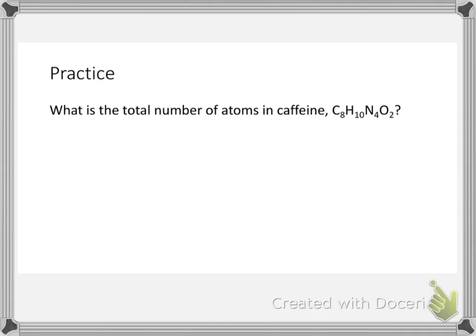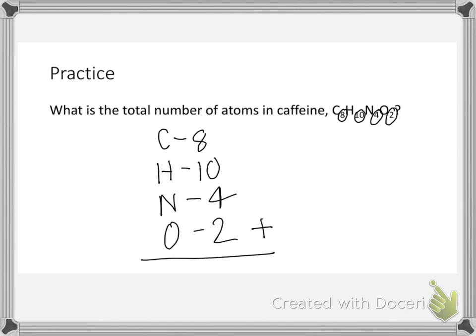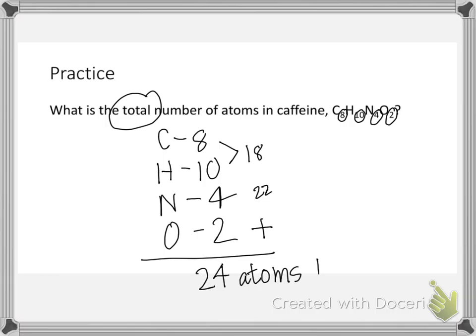All right, so to determine this, you might be able to do it in your head, but for everybody out there, I would say carbon has 8 of them. Hydrogen, there's 10 hydrogen, and I'm just looking at these numbers. Nitrogen, there are 4, and oxygen, there are 2. So to figure out the total, we would just add this together. So let's see, that's 18 plus 4 is 22 plus 2 is 24 atoms total.